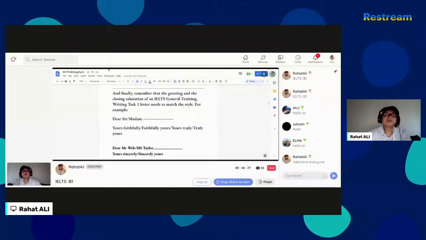And the final part, remember the greeting and closing salutation of IELTS general training writing task 1 letter needs to match the style. For example, dear sir, madam, yours faithfully, or faithfully yours. Or truly yours. It is very important to complete this way.